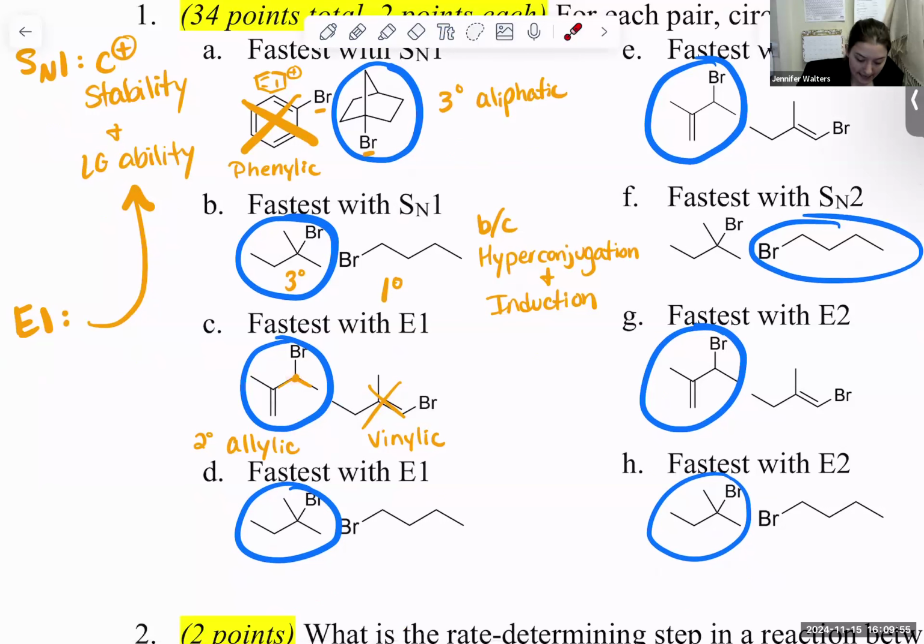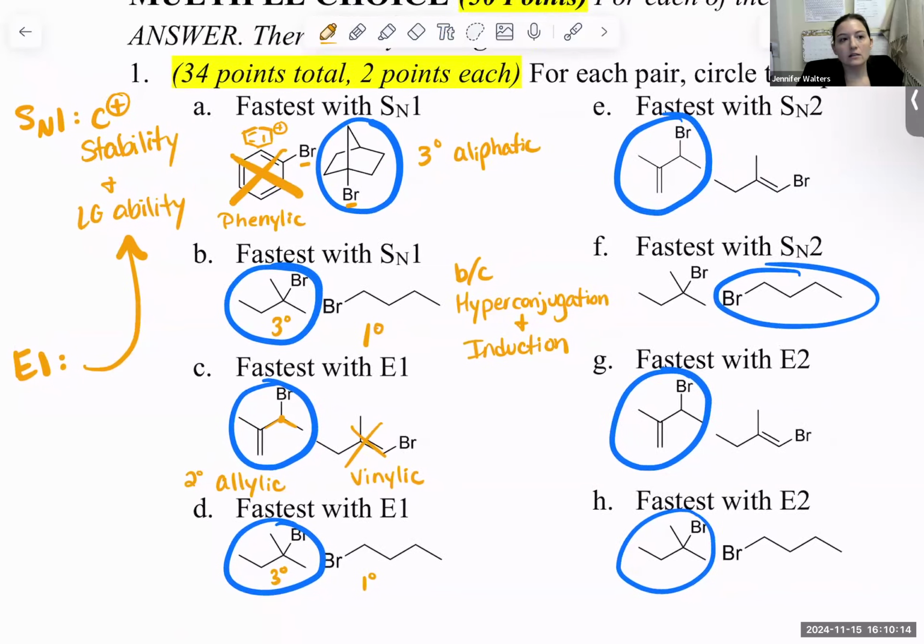Looking at 1D, this is the same consideration as 1B. So there are no pi bonds. We're just looking at our aliphatic substrates. It is tertiary versus the primary. Tertiary is the more stable carbocation. So that is faster in an E1 reaction.